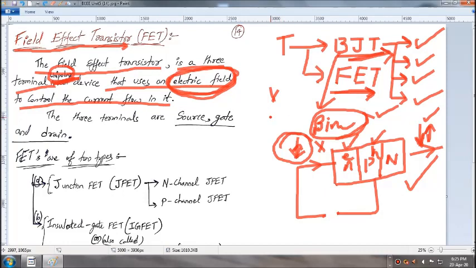Moving on, the BJT has three terminals: the emitter, base and collector, whereas a FET will have a source, gate and drain. In the construction section, we are going to see the source, gate and drain in detail.